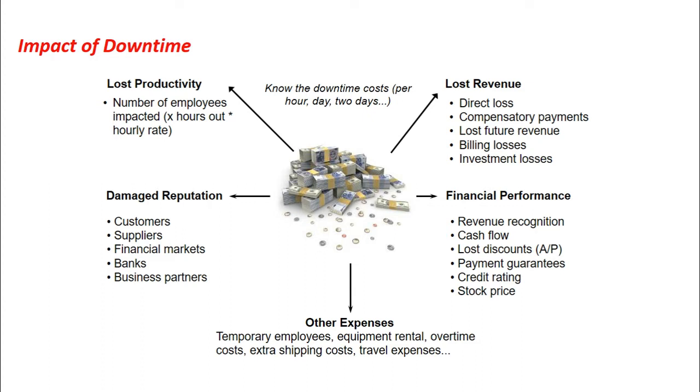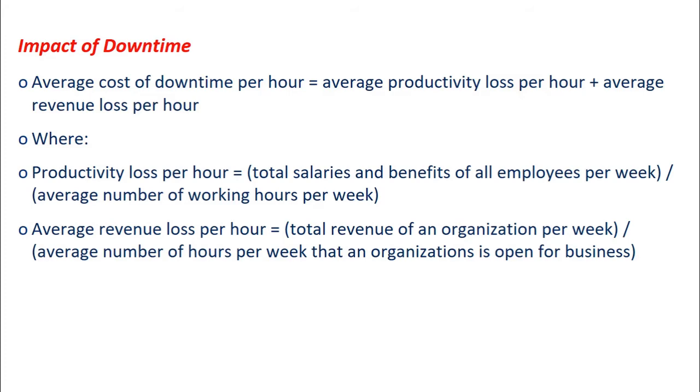An important metric, the average cost of downtime per hour, provides a key estimate in determining the appropriate business continuity solutions. Using this metric, we can determine the appropriate business continuity solution. The average cost of downtime per hour is equal to the average productivity loss per hour plus the average revenue loss per hour.